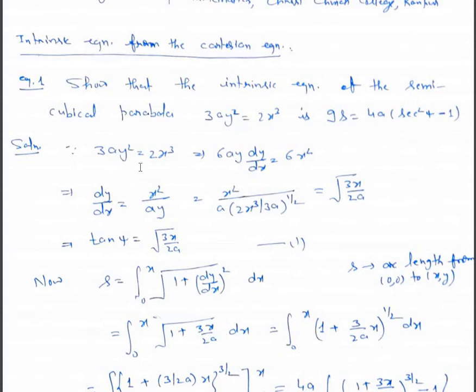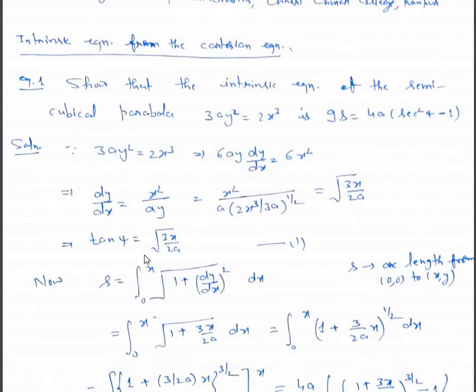Now since the equation of the curve is 3a y square is equal to 2x cube, we differentiate it, so we get 6ay dy by dx is equal to 6x square. So therefore dy upon dx is x square upon ay. Substitute the value of y from here. So this is x square upon a into (2x cube upon 3a) raised to the power half, which is under root of 3x upon 2a. Now we know that dy upon dx is tan psi. So therefore tan psi is equal to under root of 3x upon 2a.